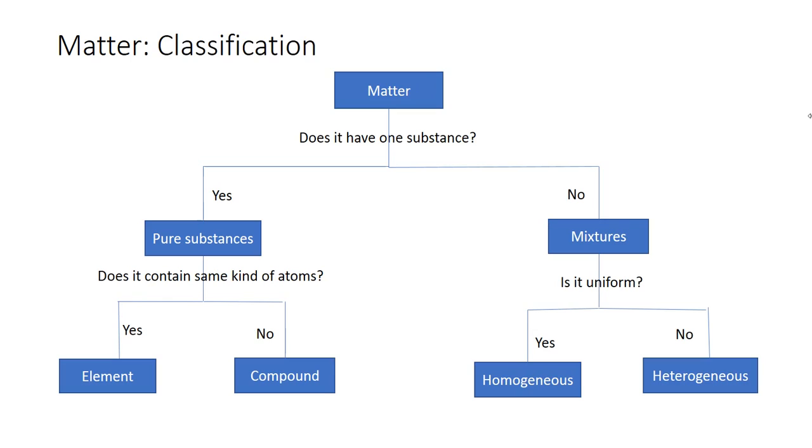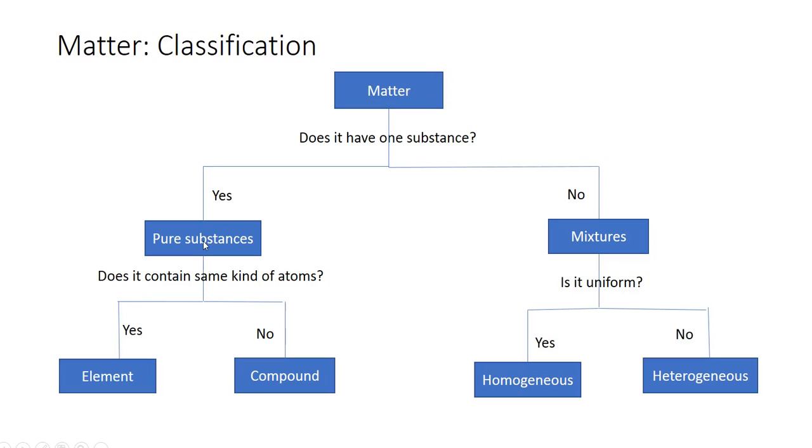So this is the general classification of matter. We start with our broad picture, matter as the title holder for everything that has mass and volume. So we ask questions. One of the questions is, if it is matter, does it have only one substance? If the answer is yes, then you know that part of matter is a pure substance. If the answer is no, then you know that part of matter is a mixture.